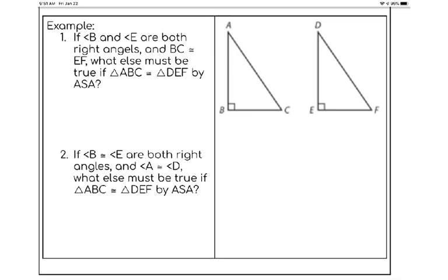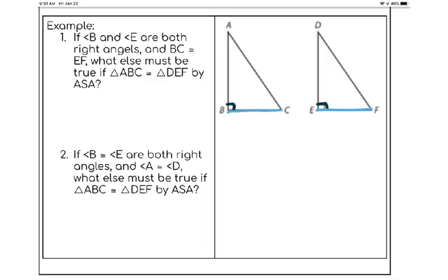Okay, so hopefully at this point you've already worked on this yourself. But now I'm going to solve them. If B and E are both right angles, so we know that they're both right angles and they're corresponding, and BC is congruent to EF. So BC is congruent to EF. What else must be true to say that these 2 triangles are congruent by ASA?